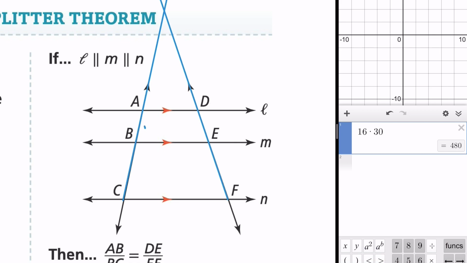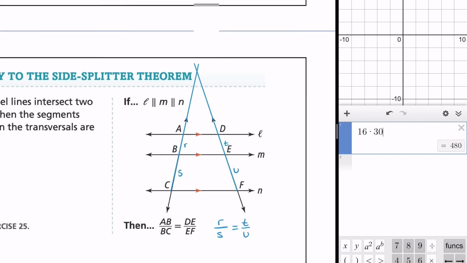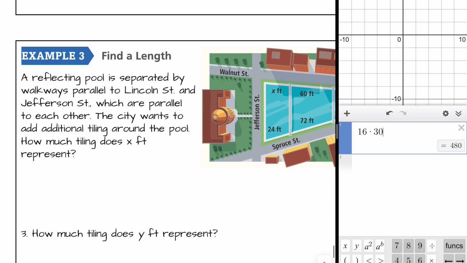So I'll label that R, S, T, and U. So it's the same as saying R is to S as T is to U. Again, you can look at your parallel line as your fraction bar when you're doing this. So here's a real-world example.